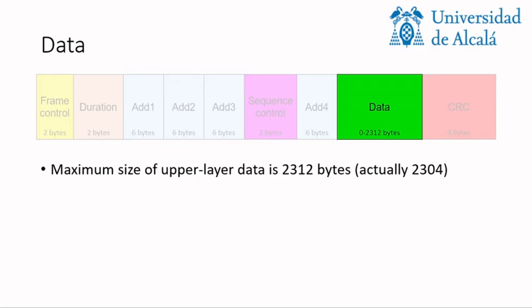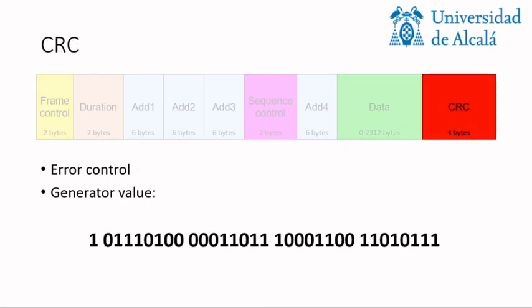Then we have the data. And this is just a curiosity, but the amount of data can be up to 2,312 bytes, which is actually bigger than the Ethernet frame. And we have 8 bytes kind of reserved for quality of service and so on. So in the end, it's just 2,304, but just bear in mind that it is bigger than the Ethernet. Finally, we have the CRC, which is for error control, as you already know, and it has a generator value that you can see below.